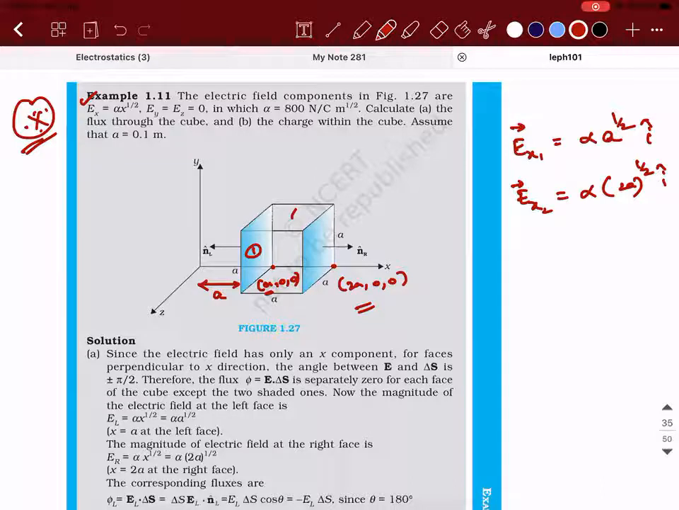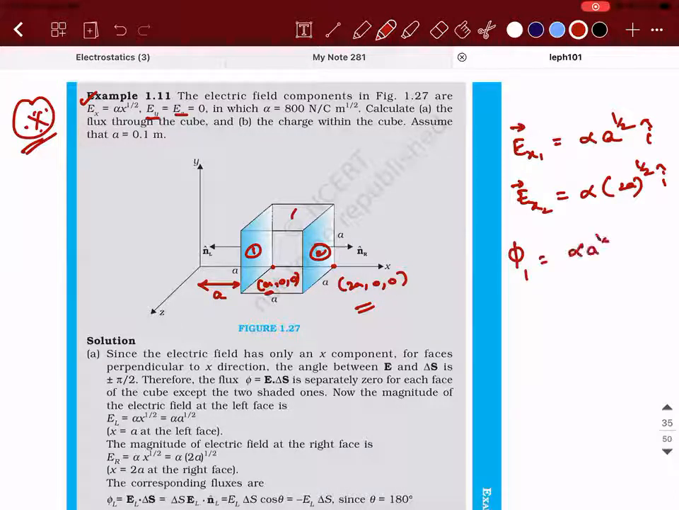Right? Then where is the electric field? Then which electric field is actually contributing to the total flux? The total flux is existing only through the first and the second surface. For all other surfaces, the electric flux is going to be 0. Why? Because Ey is 0 and Ez is 0. So along y direction, there is no electric field. Along the z direction, there is no electric field. Right? So what is the flux through the first surface?